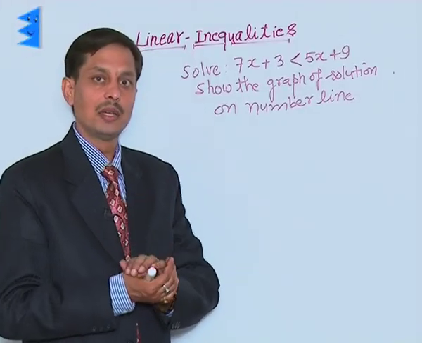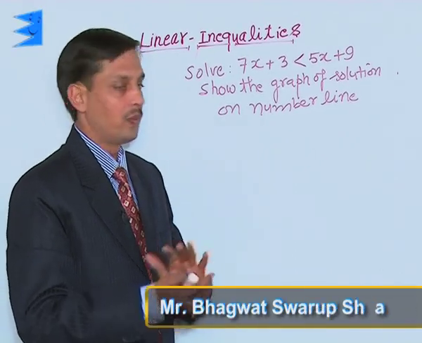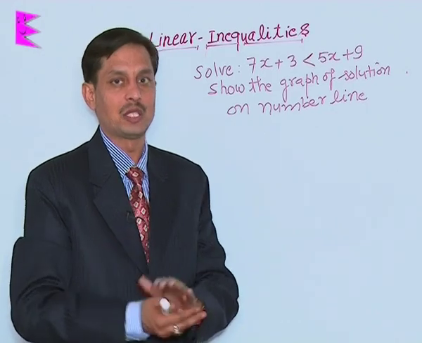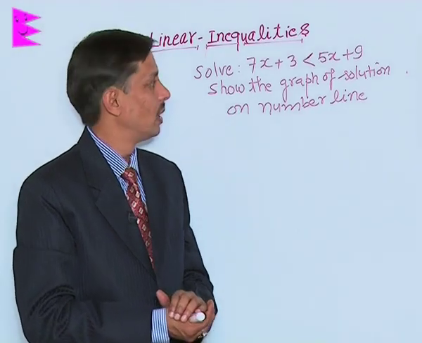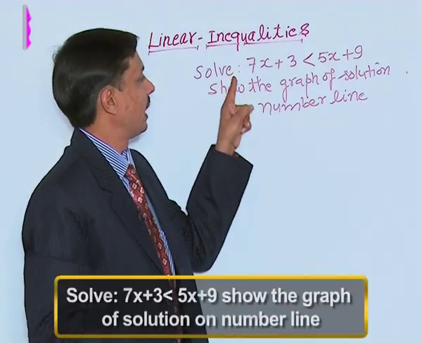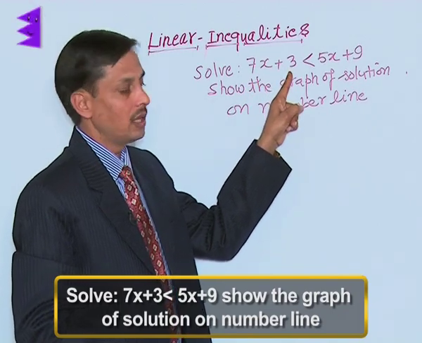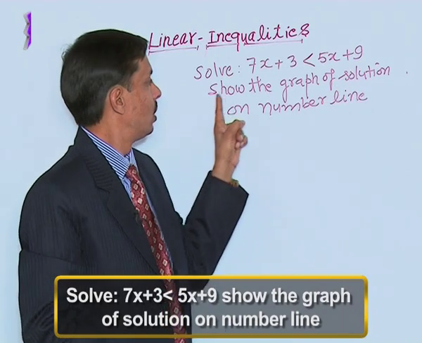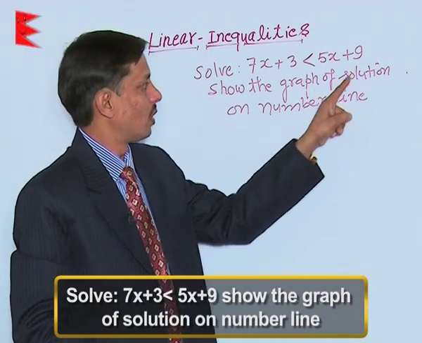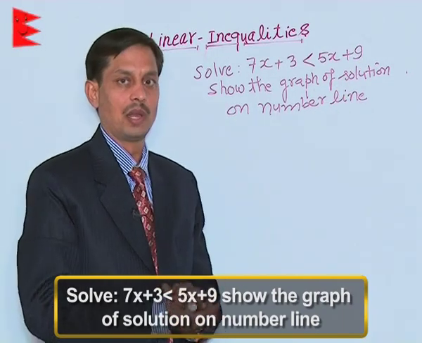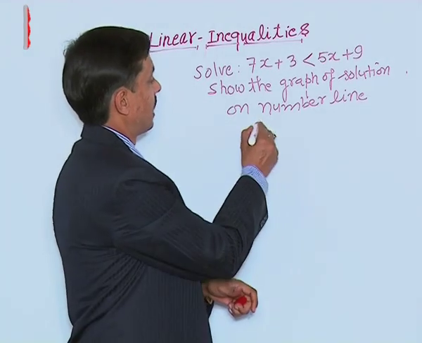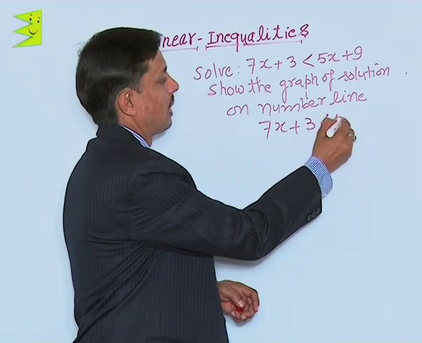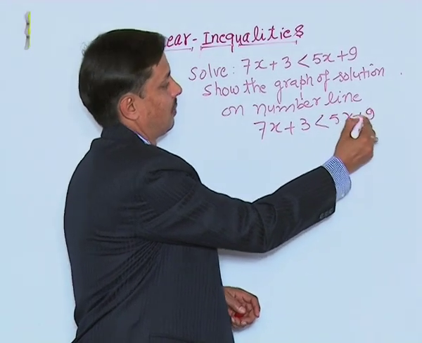Now I am taking a very important example where we will find the solution and that solution will be expressed on the number line. Problem is: solve for x, 7x plus 3 is less than 5x plus 9. So, the graph of the solution on the number line. It is 7x plus 3 is less than 5x plus 9.